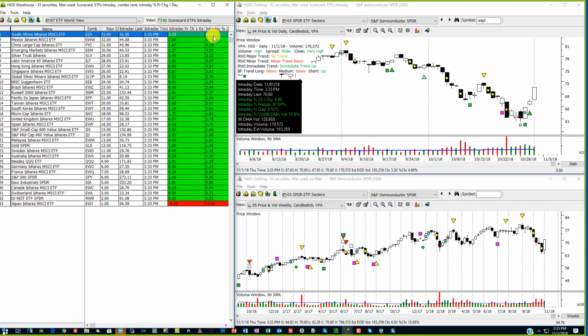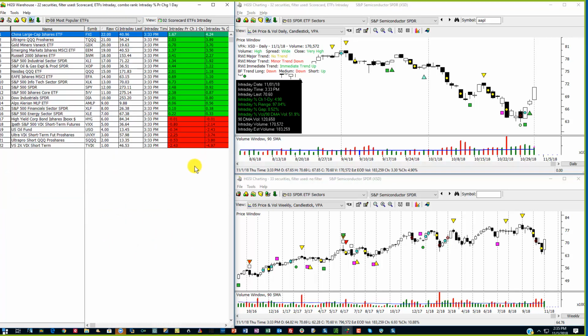You can see that South Africa is up 6.69% today. Mexico's up 4.76%. And here's the FXI again. The only thing that's down in here are the Japanese or Japan iShares. But you can see that there's just a lot of information which is available intraday that you can use to get a feel for what's going on in the market. Things that you may never see in any other software program.